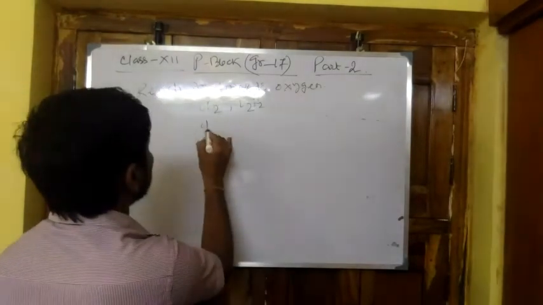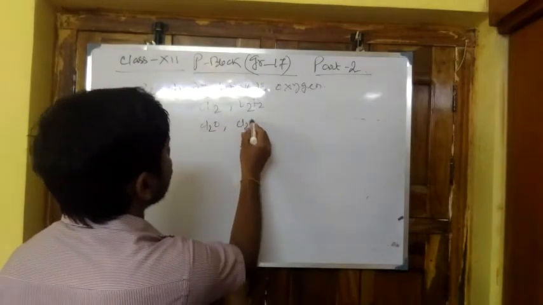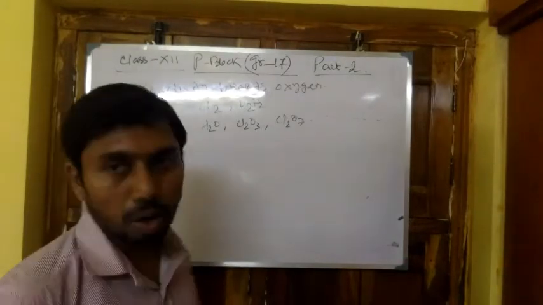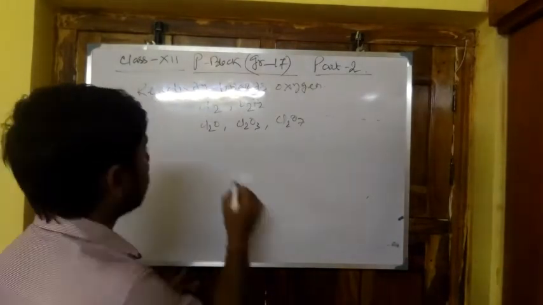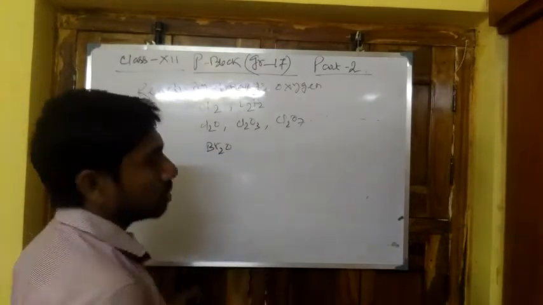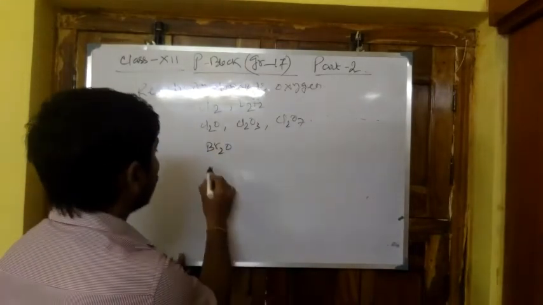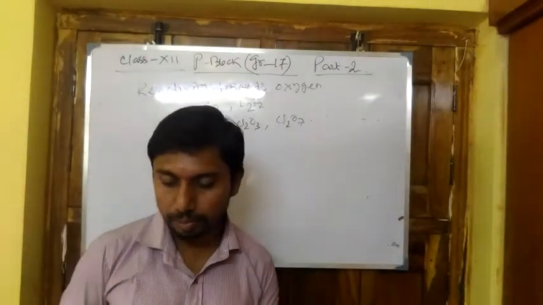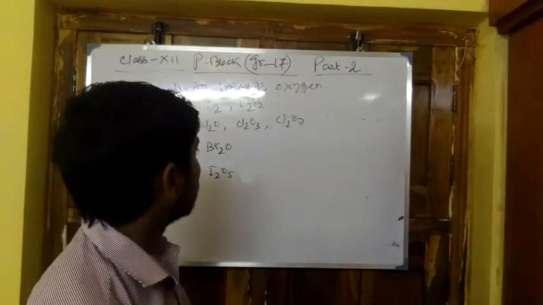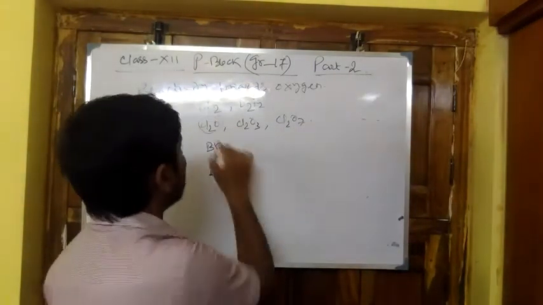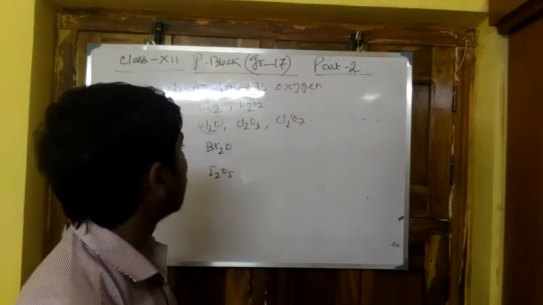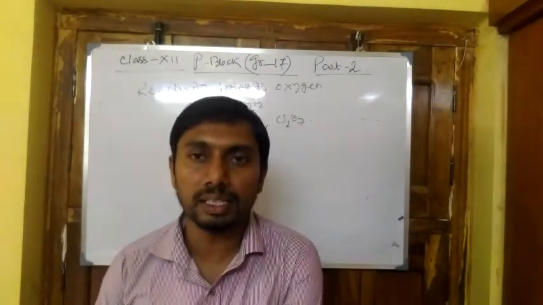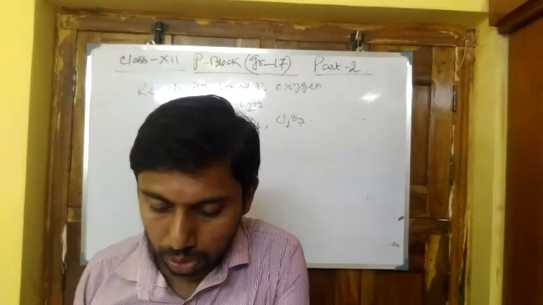Next one, Cl2O, Cl2O3, Cl2O7. These are the oxides of chlorine. Third one, Br2O. This is the oxide of bromine. I2O5. This is the oxide of iodine. So these are the examples of oxides. Now there are some industrial applications of these oxides, that is Cl2O, Cl2O7. These are used as a bleaching agent in the paper industry. So this is the important use of it.